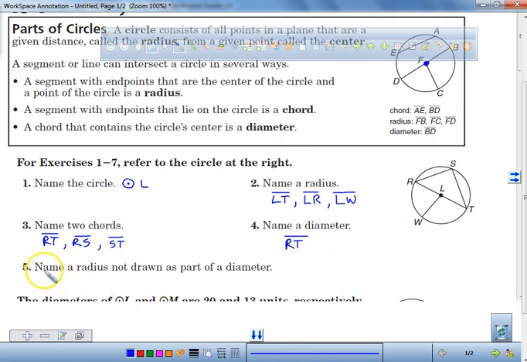Now, this one, number 5, it says, name a radius not drawn.